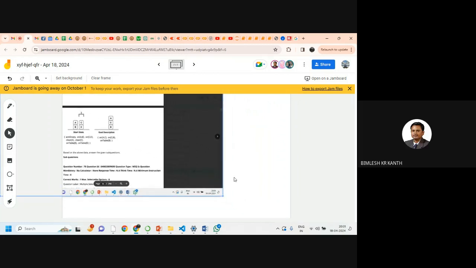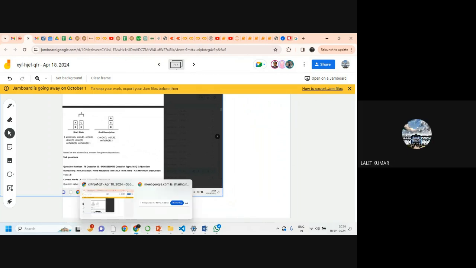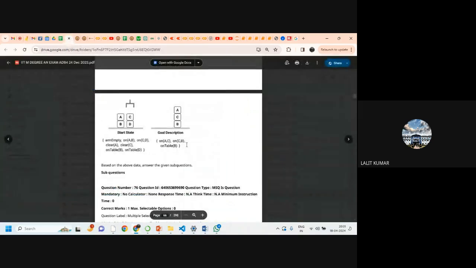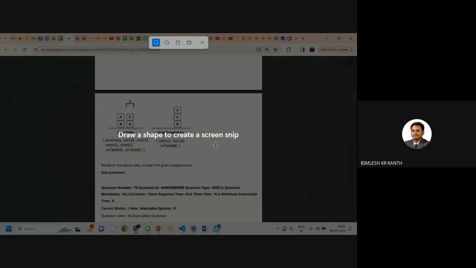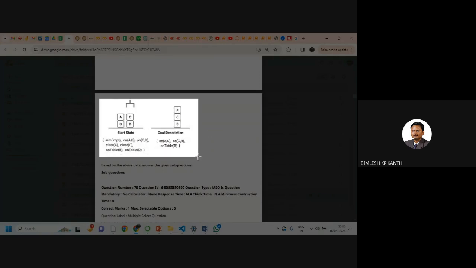Yours is a Windows machine? Yeah, I'm on Windows. Then you press the Window key, Shift and S. Go to the question paper. There is a Window button on the keyboard. Yes, you press that, then the Shift key and S simultaneously. Okay, done. Now you can take the pointer and drag whatever area you want to copy.